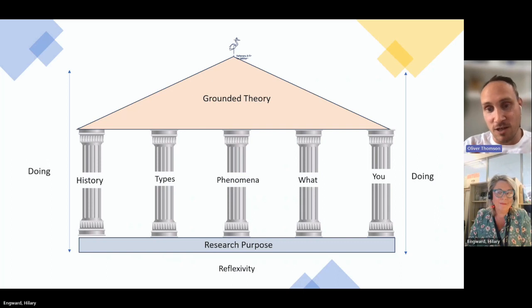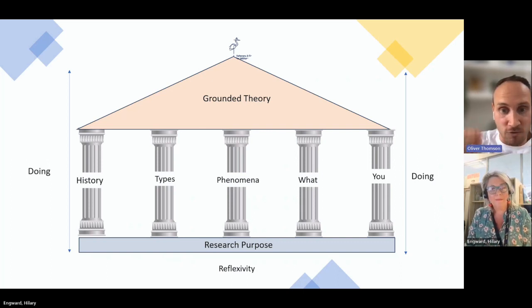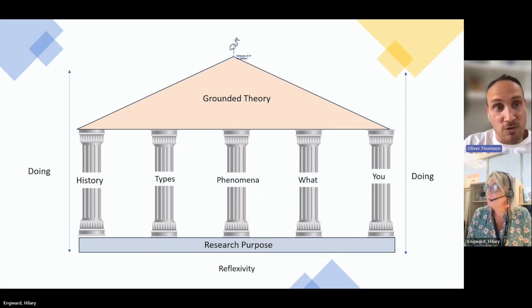So I think you've got some really interesting prompts here, which will be nice to go through as a student or researcher. What do I know about the history of GT? What are the variants? What kind of variants might I use? What's the phenomena or process that I'm interested in? And what's the ultimate outcome?